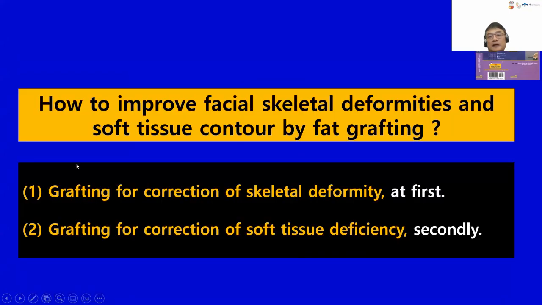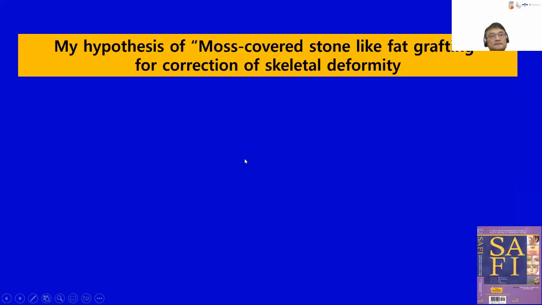So that's why my hypothesis to correct the facial contour is always to correct the skeletal deformity first, and then soft tissue deformity second by fat grafting.